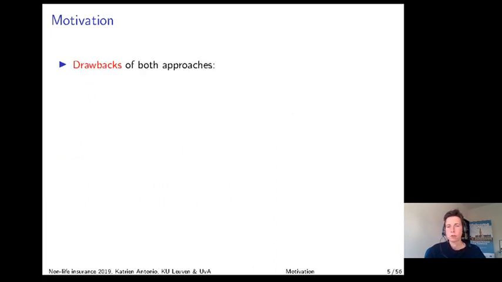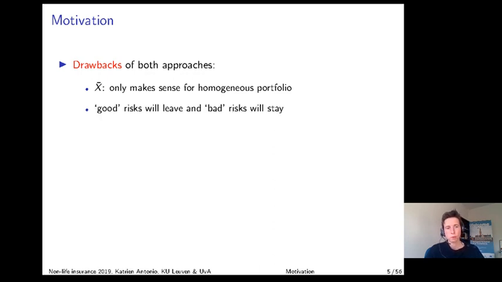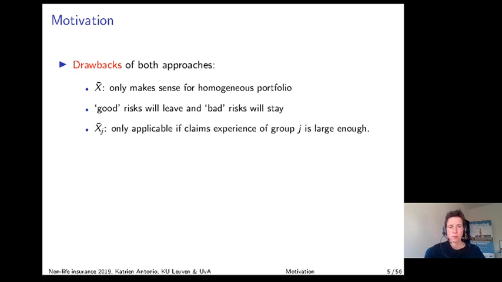Both extreme positions have their own drawbacks. X bar only makes sense if the portfolio is super homogeneous. If not, good risks will be charged a premium that is too high and they will leave the company, leaving the portfolio with only the bad risks. But X_j bar only makes sense if there is enough experience registered on contract j to have a reliable estimate. With limited experience on contract j or group j, the X_j bar estimate will be volatile and inaccurate.